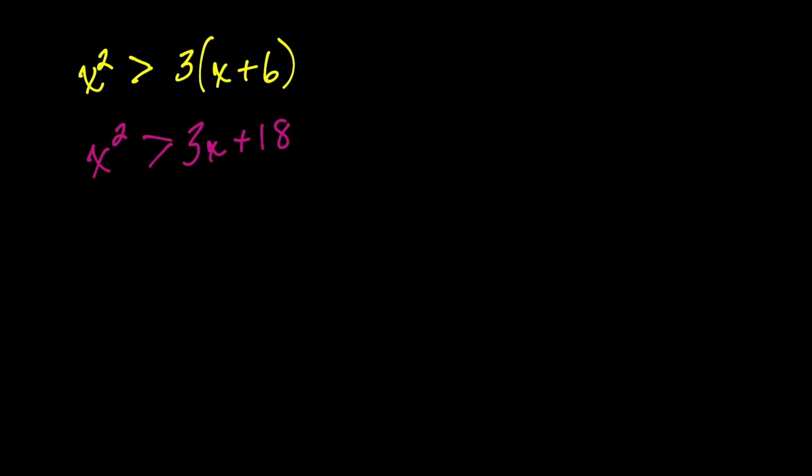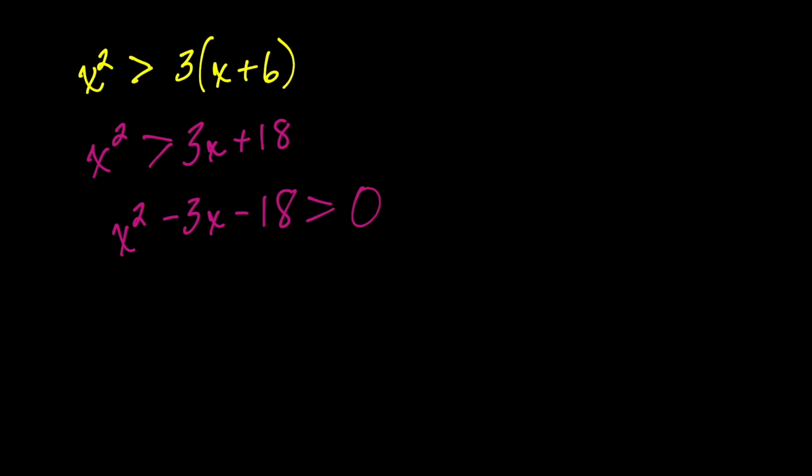Then I'm going to move everything from the right-hand side over to the left-hand side. That makes it x squared minus 3x minus 18. This one is greater than 0. So no equal sign again. So that means we're not going to have closed dots on a graph. We're not going to have brackets on an interval. It's going to be parentheses.